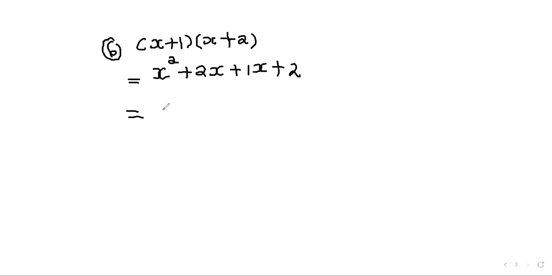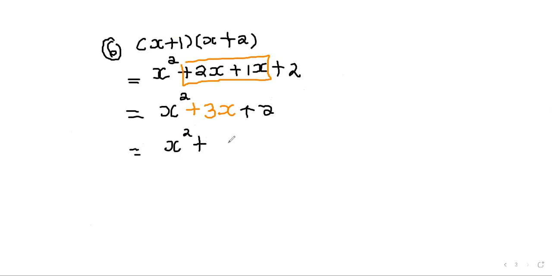Then when you write it properly in quadratic standard form, that will be x squared. And then you add like terms. Like terms are terms which look alike, or terms which carry the same variable. So can you see that 2x plus 1x, that is going to be positive 3x. And then here you can just say plus 2. If you want to write it properly, that will be x squared plus 3x plus 2. So that's what you want to get, right?